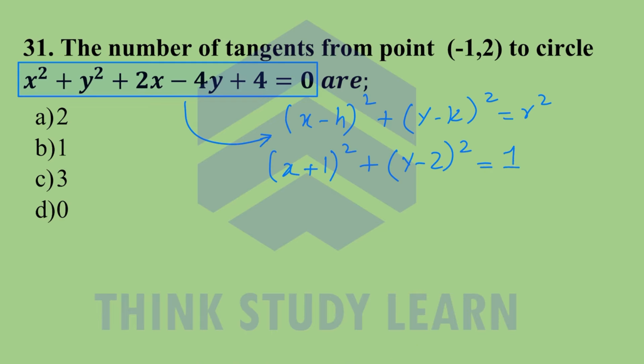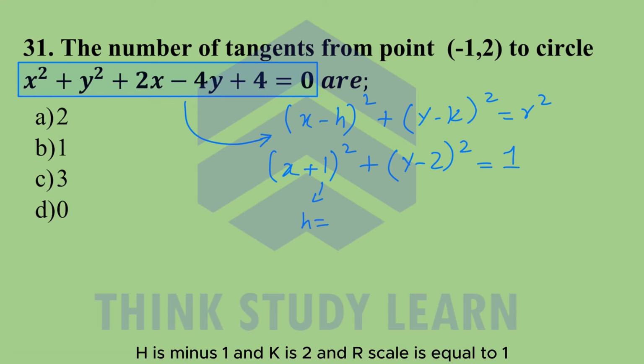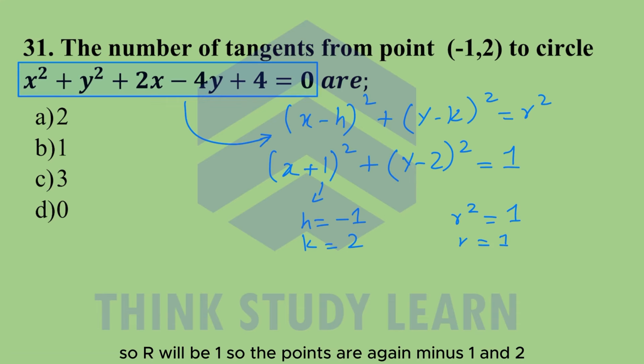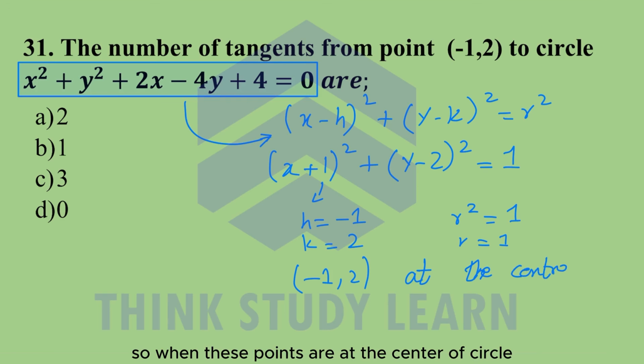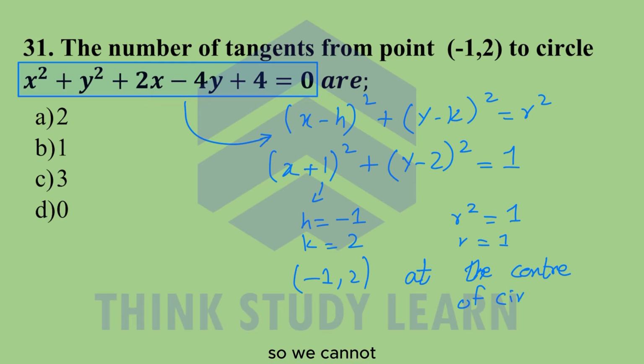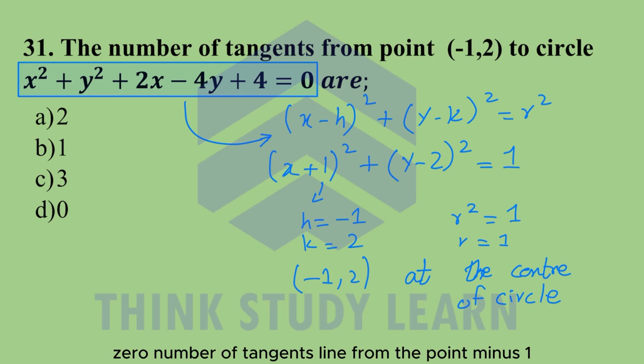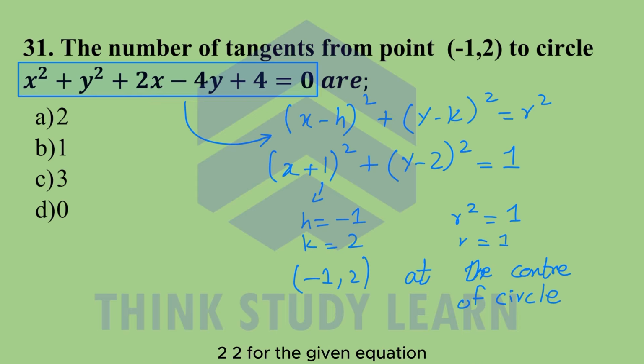So here h is minus 1 and k is 2 and r square is equal to 1. So r will be 1. So the point is again minus 1, 2. So clearly this point is at the center of the circle. So when the point is at the center of the circle, we cannot make a tangent line from the center of the circle. So there are 0 tangent lines from the point -1, 2 to the given circle. So D option is the right answer.